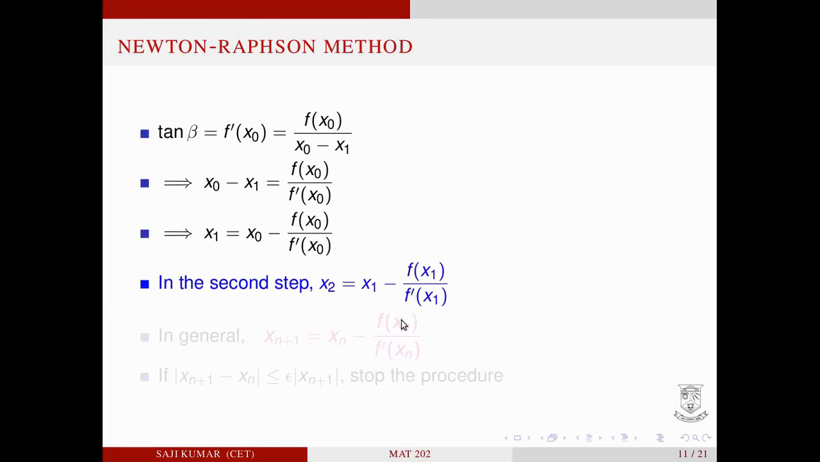So in the second step, as before, we can compute x2 as x2 is equal to x1 minus f(x1) by f dash of x1. So in general, xn plus 1 is equal to xn minus f(xn) by f dash of xn. We can stop the procedure when the inequality modulus of xn plus 1 minus xn less than or equal to epsilon into mod xn plus 1 is satisfied, where epsilon is some tolerance limit. That means if the difference between two consecutive roots is very small, then we can stop the procedure.